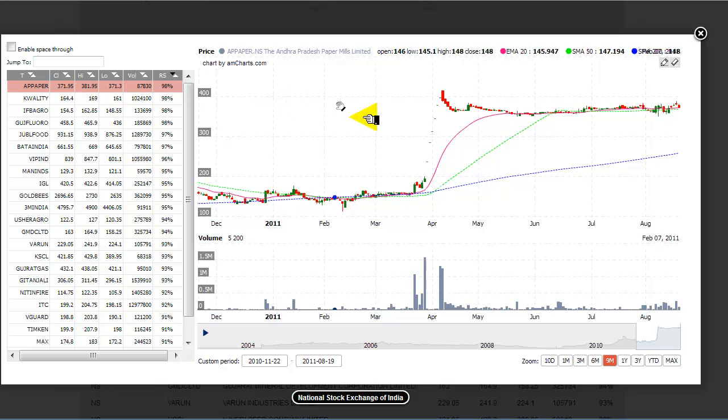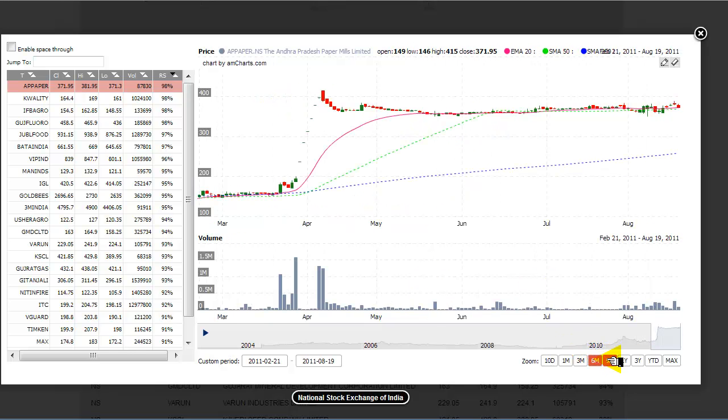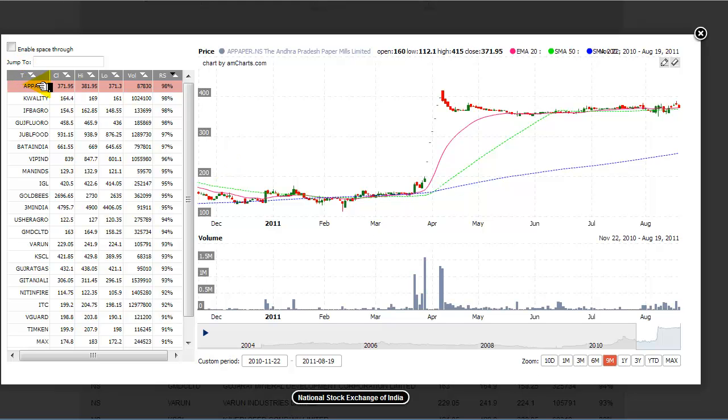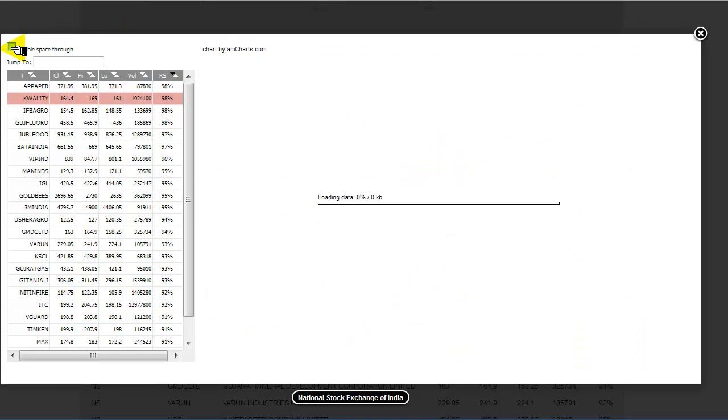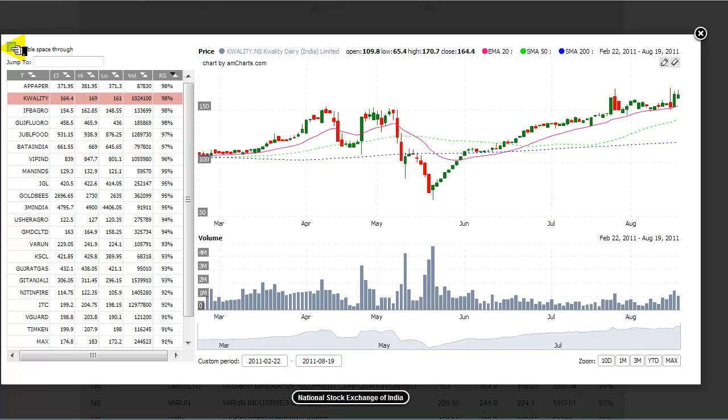Now if we don't alter the chart in any way, if we don't change the time frame or annotate it, then we can simply hit the space bar and go to the next stock. But if we change the stock, then we hit this button that says Enable Space Through, and then we can hit the space bar on the keyboard and simply and quickly go through and look at each chart by hitting the space key. Now this one looks really nice here.